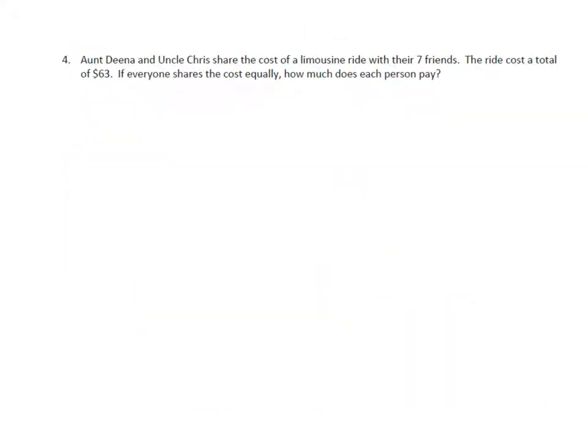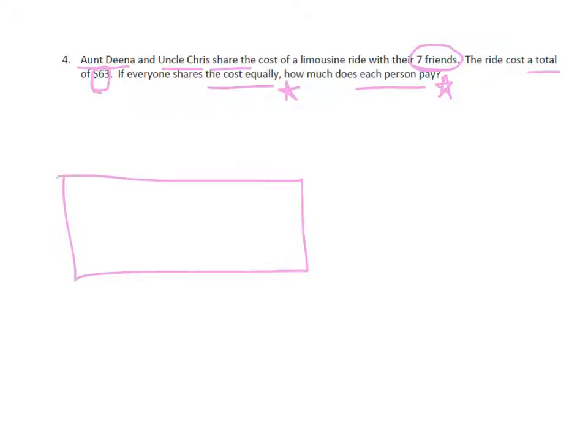Let's take a look at number 4. It says Aunt Dina and Uncle Chris share the cost of a limousine ride with their 7 friends. The ride cost a total of $63. If everyone shares the cost equally, how much does each person pay? So my first step is going to be to draw a tape diagram to represent this problem.